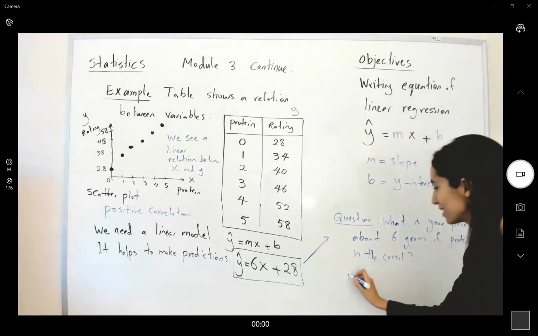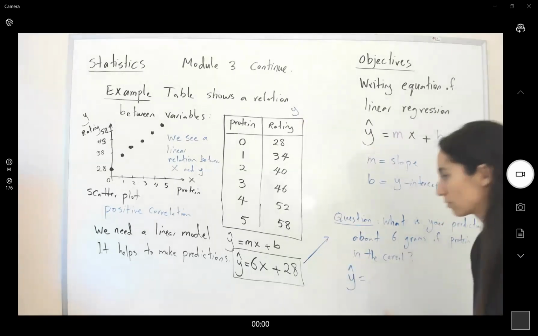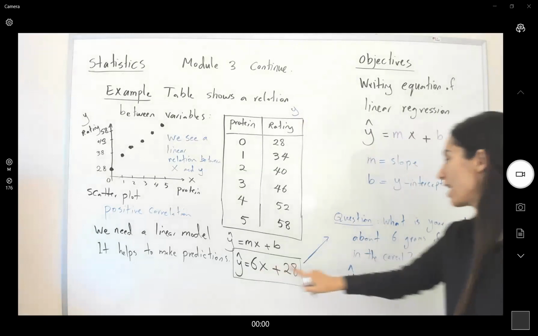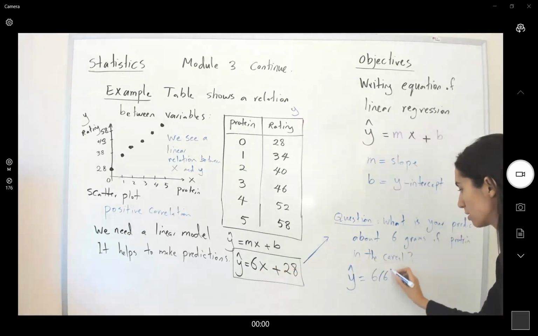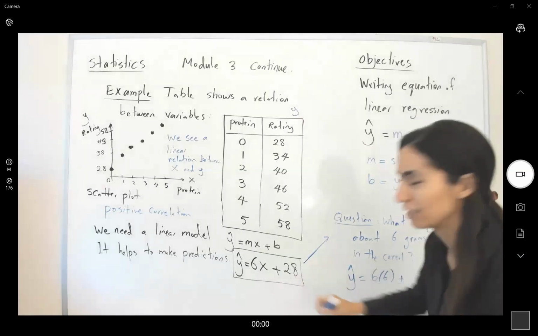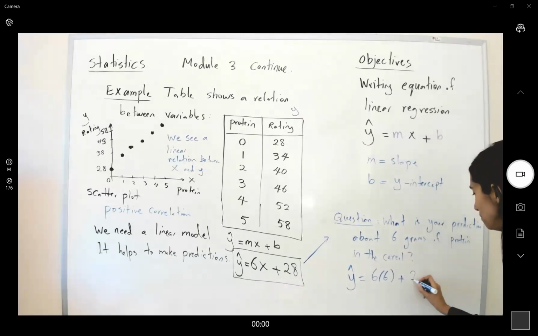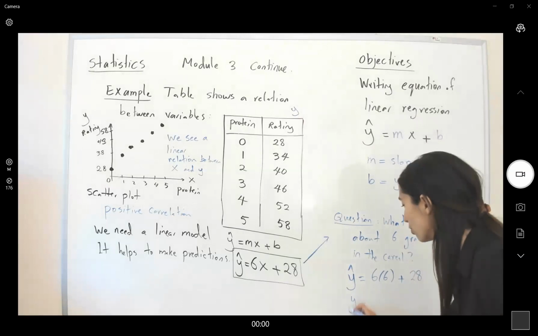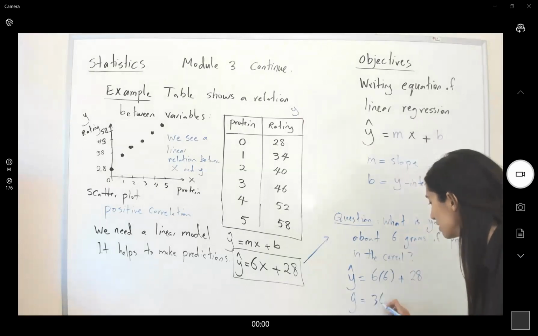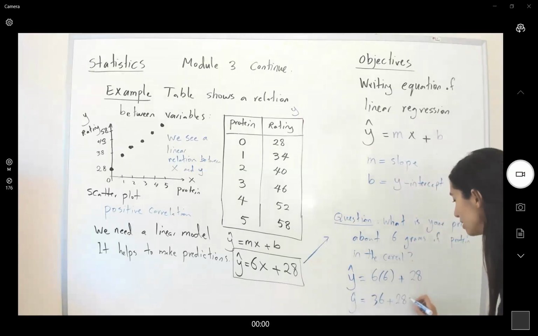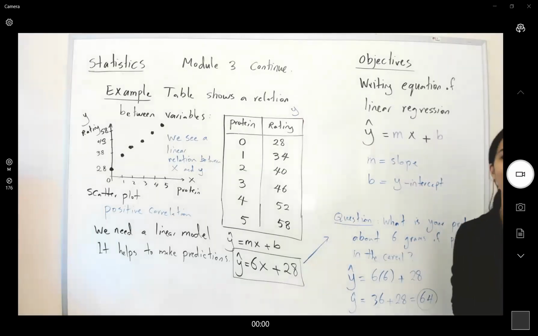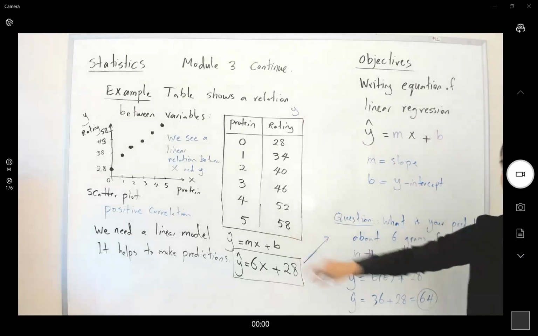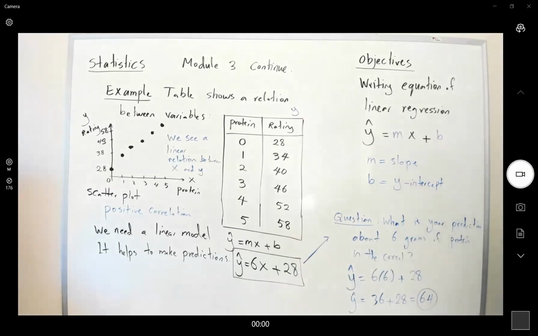So y hat is equal to, 6 is fixed, your new x is 6, so you get 6 times 6 plus the y-intercept, which is 28. So y hat, or your prediction, is 36 plus 28, which is 64. So you expect to get a rating higher than 58, which is 64.